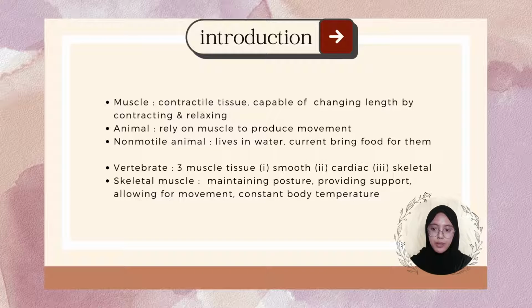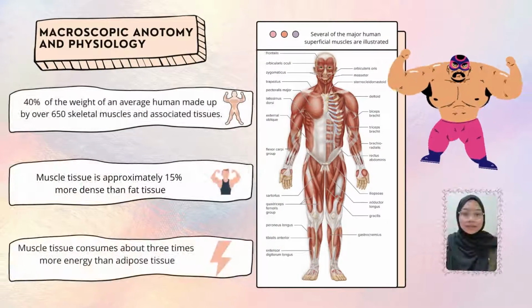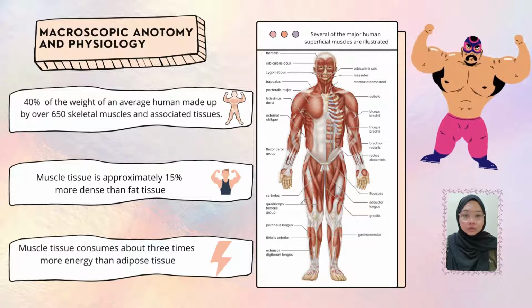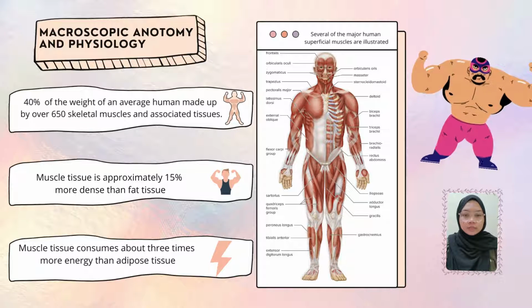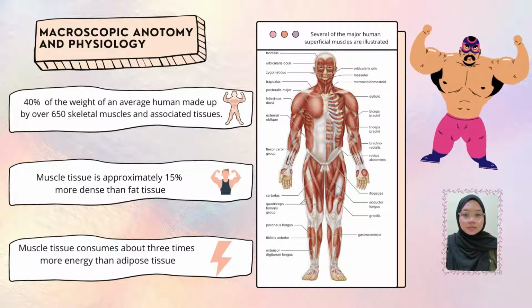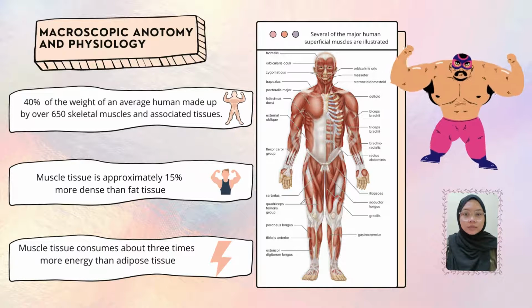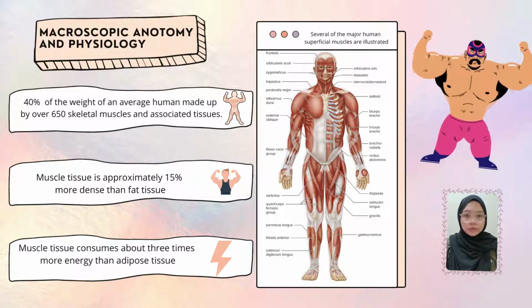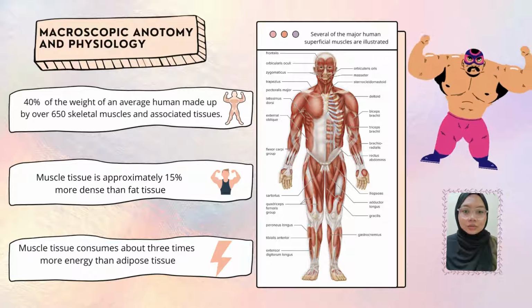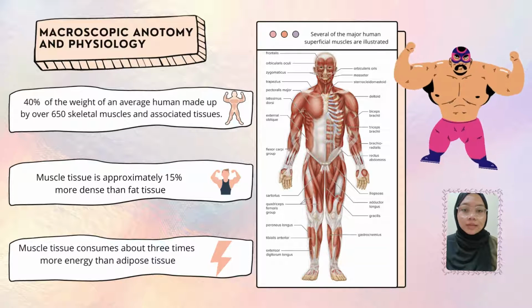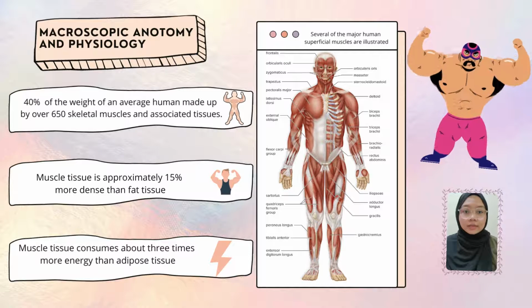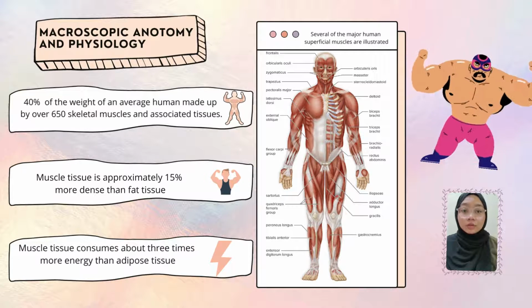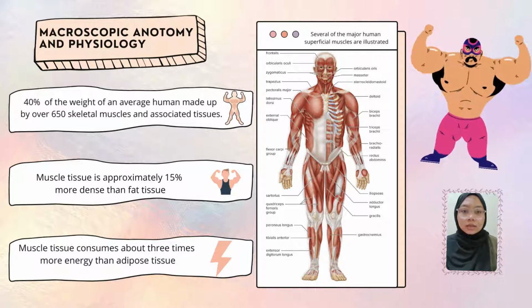The processes responsible for skeletal muscle contraction also release heat, which is distributed throughout the body and helps maintain a constant body temperature. In this topic, we have microscopic anatomy and physiology. For your information, skeletal muscle and its associated tissue make up about 40% of the weight of our body. Muscle tissue is 50% more dense than fat tissue. However, at rest, muscle tissue consumes about 3 times more energy than adipose tissue.